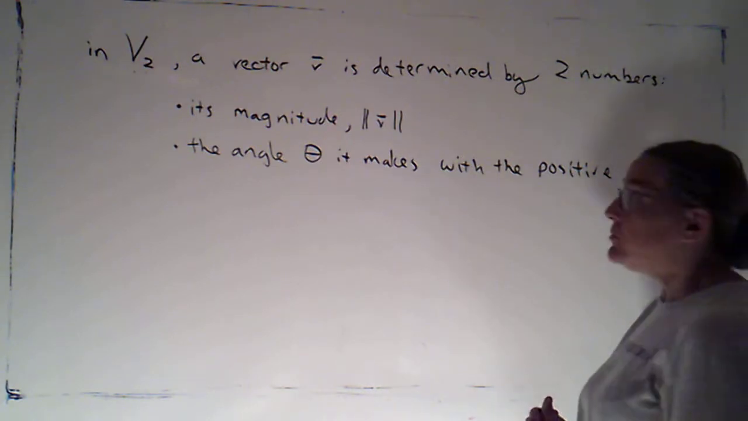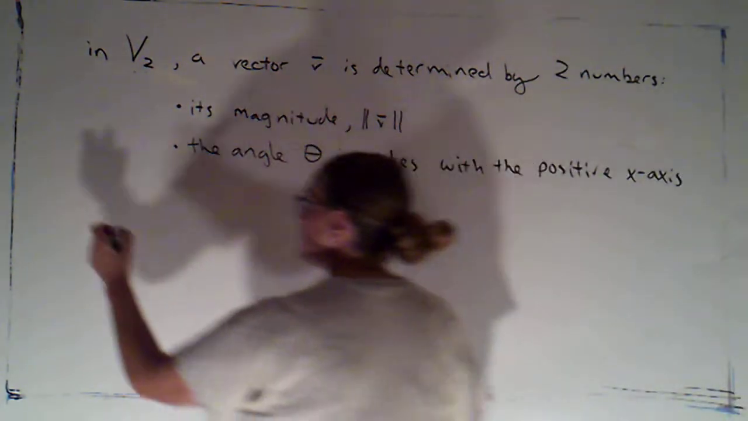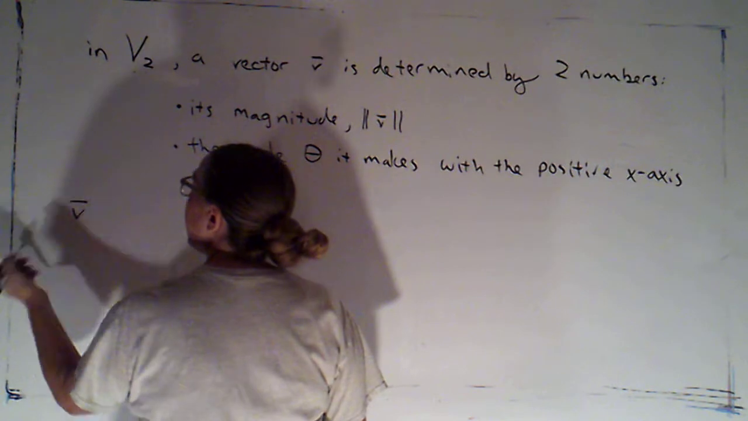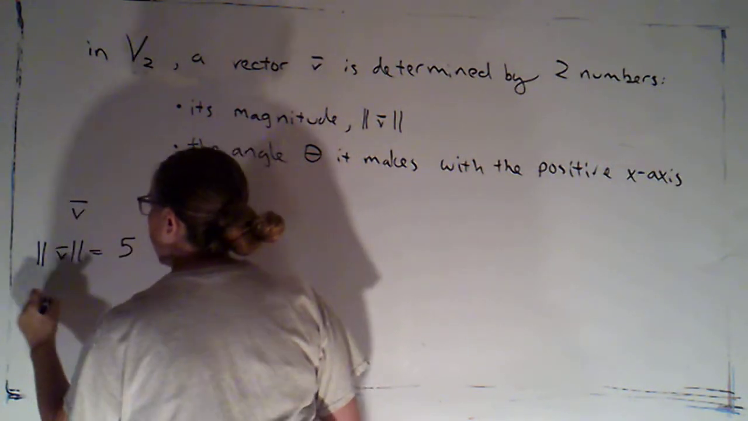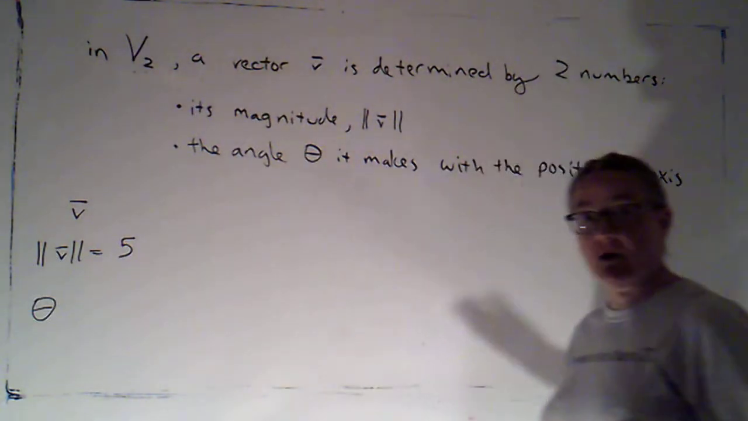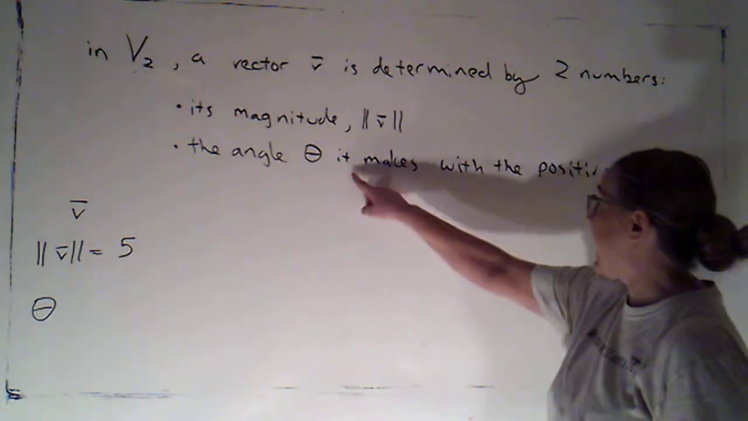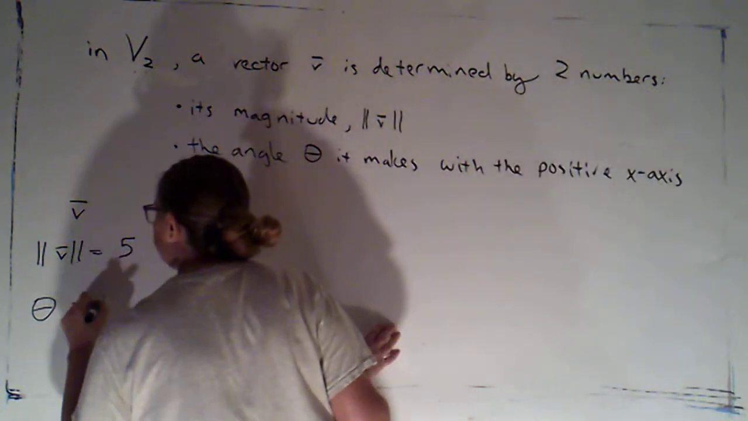So let's just do an example. Let's suppose that v is a vector in 2 space, and I know that the magnitude of v is 5, and theta is the angle that it's making with the positive x-axis, and let's say that's 150 degrees.